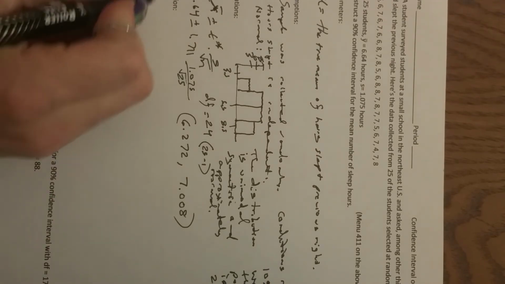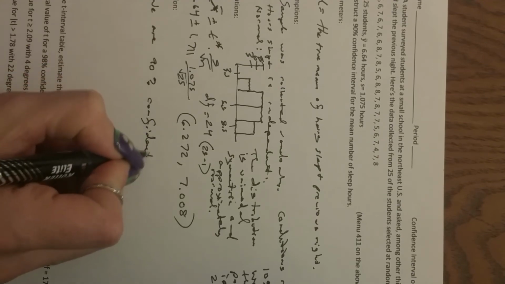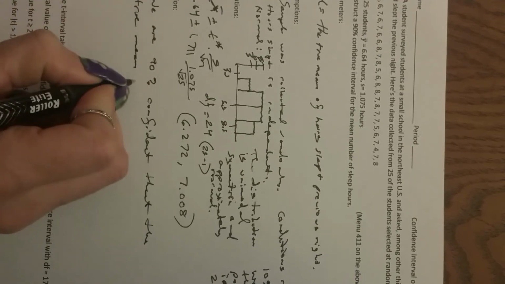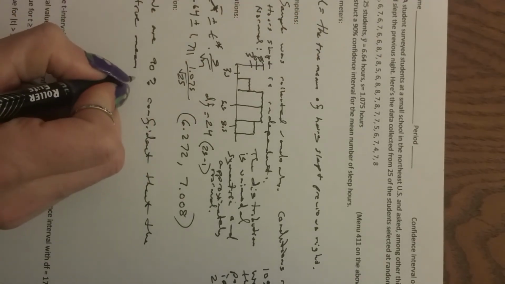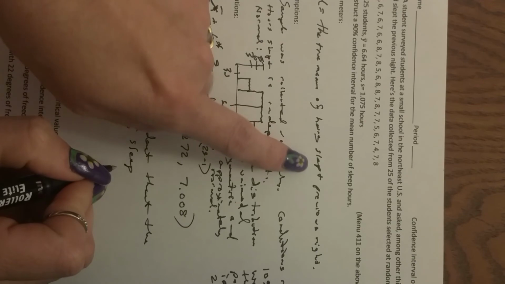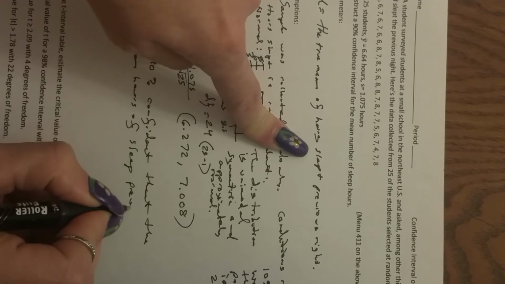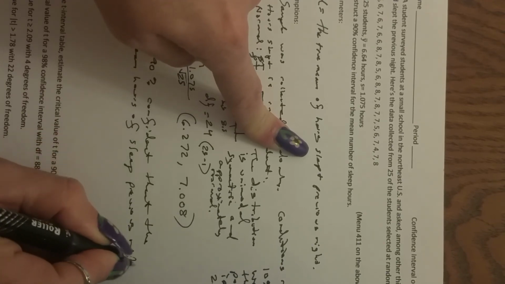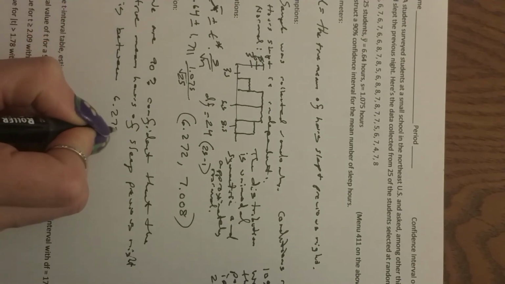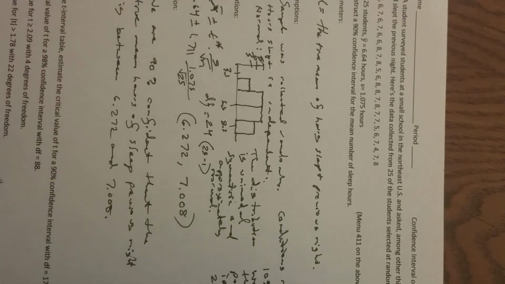And then lastly, we are 90% confident that the true mean hours of sleep. Remember, I'm copying down my parameter, how I defined it. Previous night is between 6.272 and 7.008.